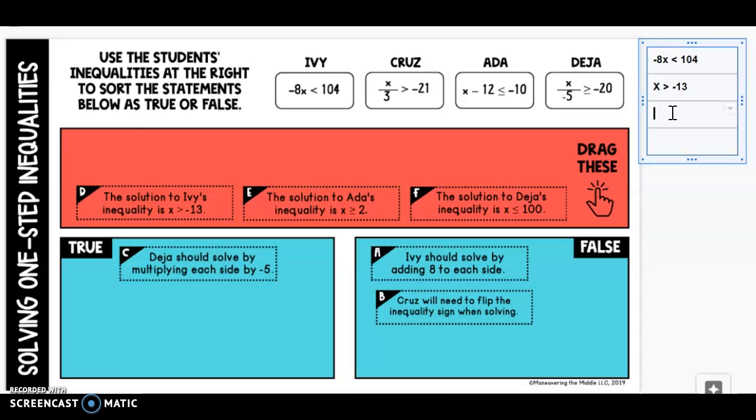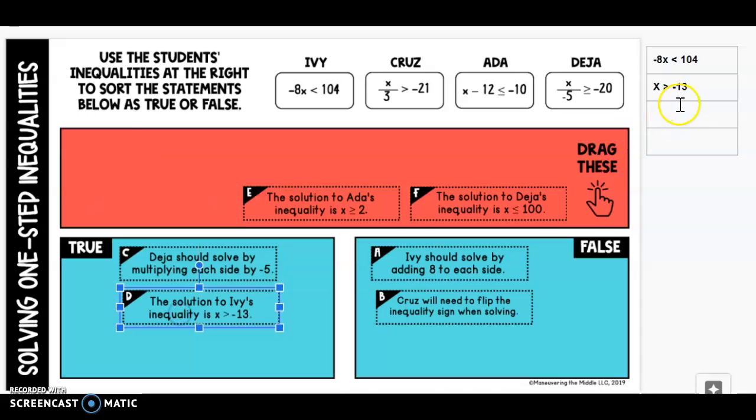So now, let's see what it says over here. The solution to Ivy's inequality is x is greater than -13, and that's it up there, so I know this is true. And then I'm going to delete this.